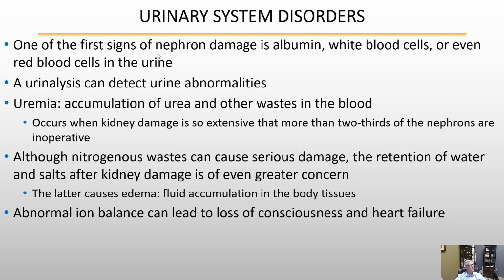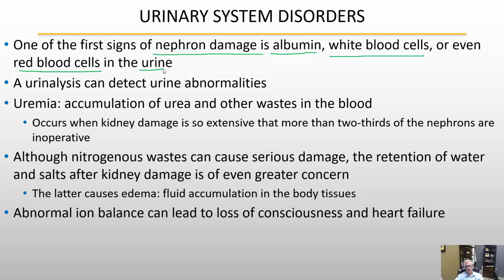So one of the first signs of kidney damage or nephron damage is albumin, white blood cells, or red blood cells in the urine. So you know that there's going to be some kidney damage if you see albumin, white blood cells, or red blood cells in the urine. So typically we don't want to see proteins in the urine. Albumin's a protein. We don't want to see white blood cells in the urine, and we don't want to see red blood cells in the urine.